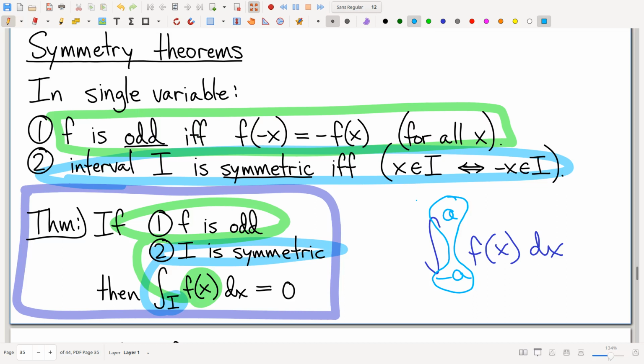So when you find yourself looking at an integral like this with these two conditions satisfied, the integrand is odd, the domain is symmetric, we get an awesome result: that integral is 0. No further calculations required, no integrating, no substitutions, no integration by parts, nothing, just boop, 0, done, walk away. Right? Awesome theorem. Now, it doesn't come up super often in single variable calculus.